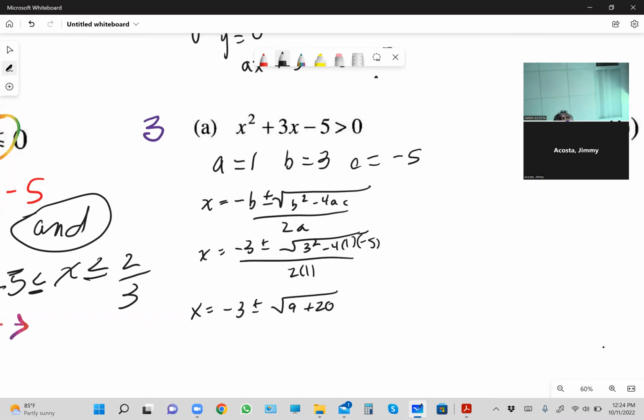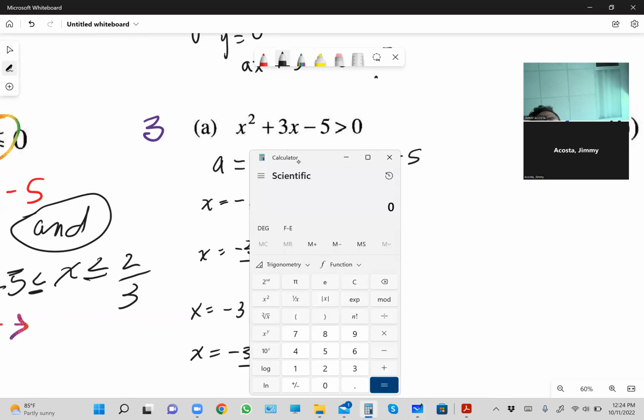Some of you couldn't multiply things correctly. Like you forgot your timetables, or you used your calculator wrong. And so now we have x equals negative 3 plus or minus the square root of 29 divided by 2. And now we get our calculator out.